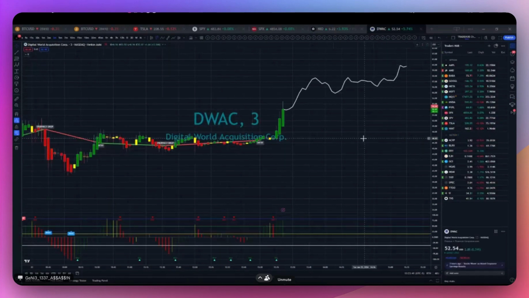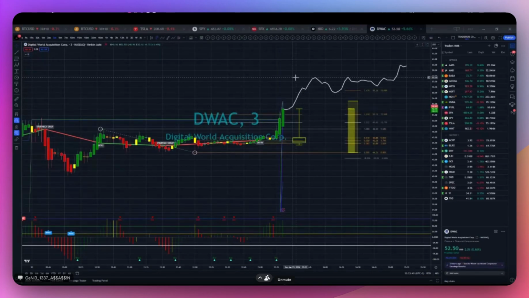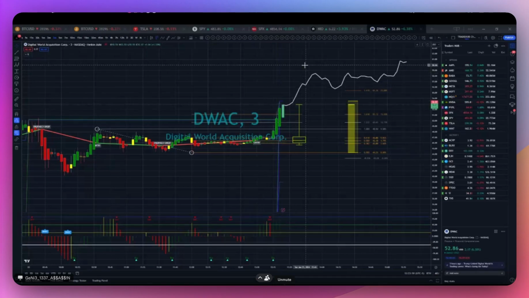You're going to be looking for your resistance here. Confirmation break above 59. Targets at 57.75 and 59.90 for DWAC. Trader Ninja.